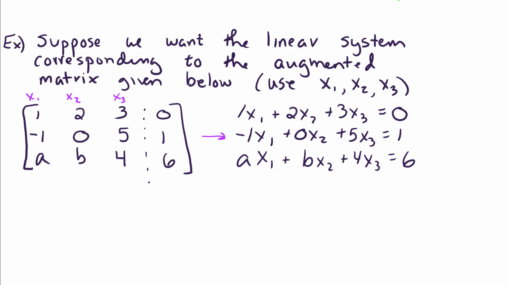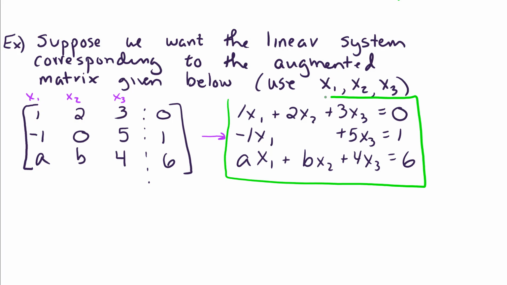Now you might be wondering, why did I even write down 0 times x2? And I agree that's a little bit redundant. We could exclude that. We don't have to write that down. And so we could just have negative x1 plus 5x3. Okay, so there is our linear system corresponding to the given augmented matrix.